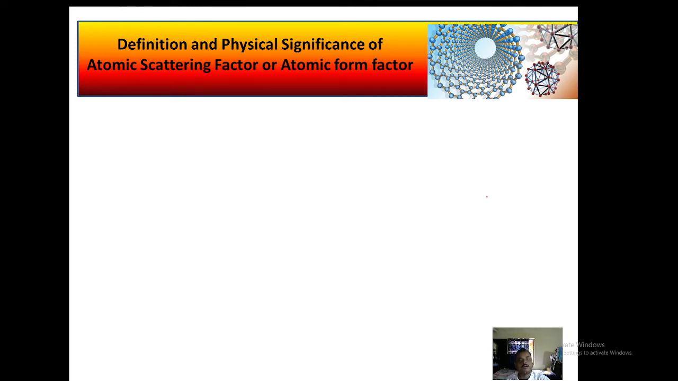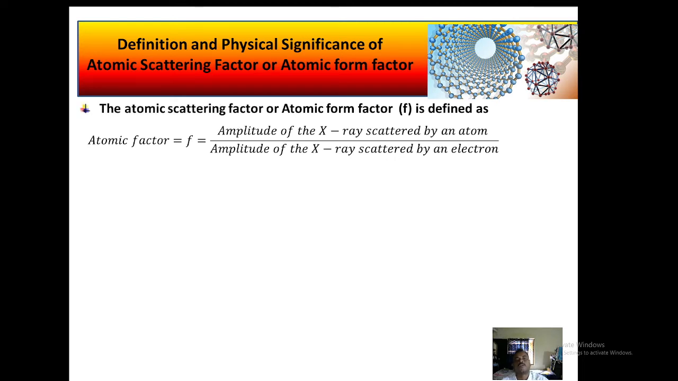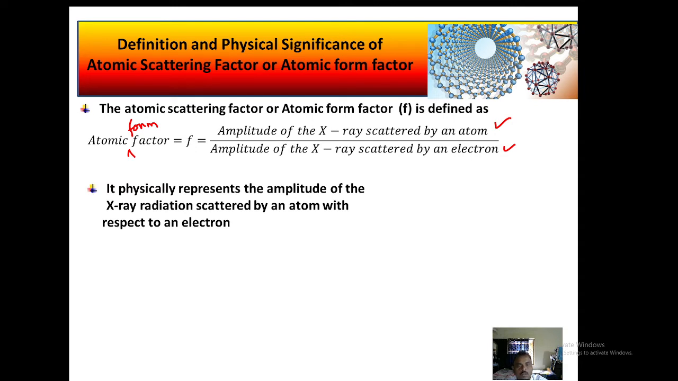This has been mentioned in the first point here, the atomic form factor. F is defined as the amplitude of the X-ray radiation scattered by an atom divided by the amplitude of X-ray radiation scattered by an electron. From this definition you can find its physical significance, mentioned in point 2. It physically represents the amplitude of the X-ray radiation scattered by an atom with respect to an electron.